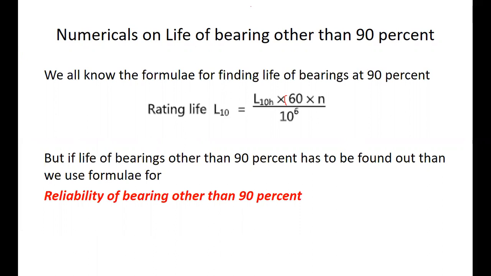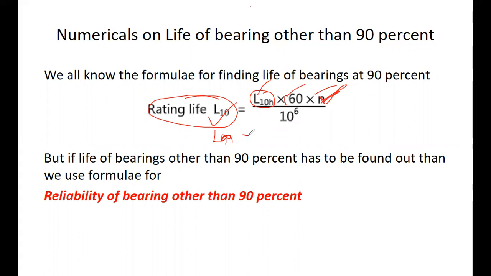Now, if numericals on life of bearing other than 90% are going to come in the exam, then what formulas should you use? A common formula of rating life conversion from hours to million revolutions. You already know this is life in million revolutions and this is life in hours. So L10 is life in hours into 60 into revolutions per minute of the shaft N divided by 10 raised to 6.